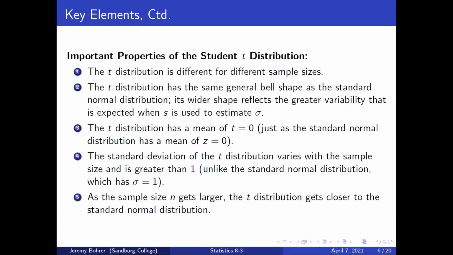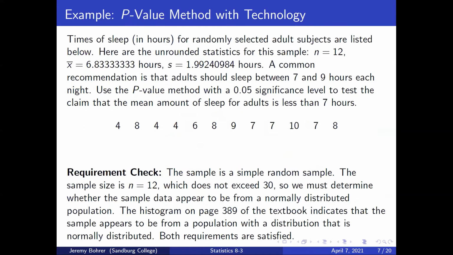Here are some important properties. The t-distribution is different for different sample sizes. The t-distribution has the same general bell shape as the standard normal distribution. Its wider shape reflects the greater variability that is expected when s is used to estimate sigma. The t-distribution has a mean of t equals 0, just as the standard normal distribution has a mean of z equals 0. The standard deviation of the t-distribution varies with the sample size and is greater than 1, unlike the standard normal distribution, which has sigma equals 1. As the sample size n gets larger, the t-distribution gets closer to the standard normal distribution.